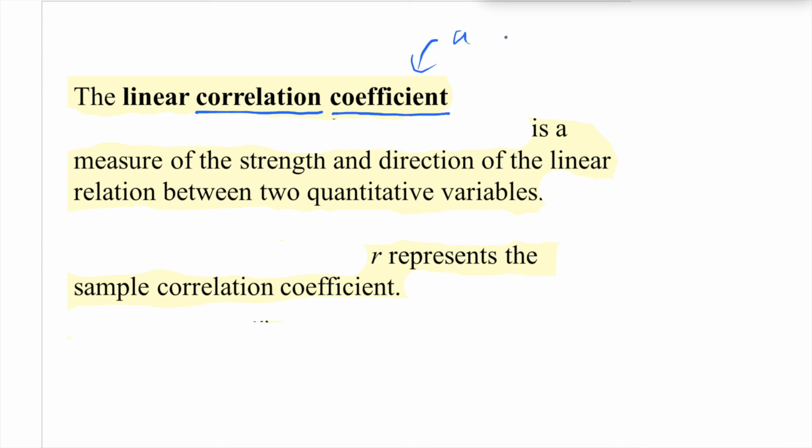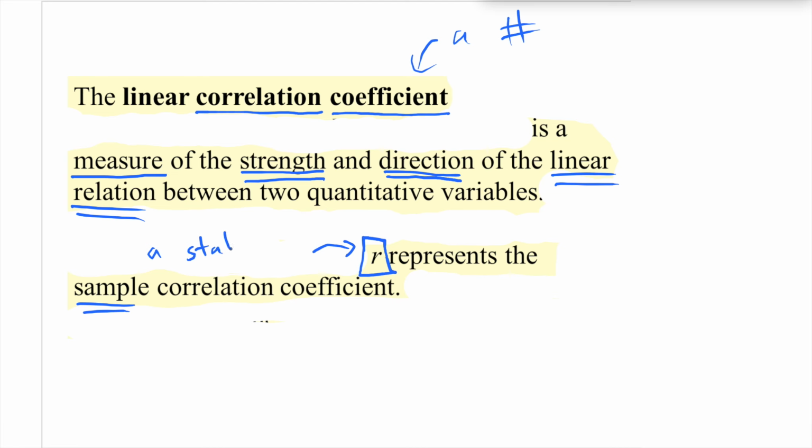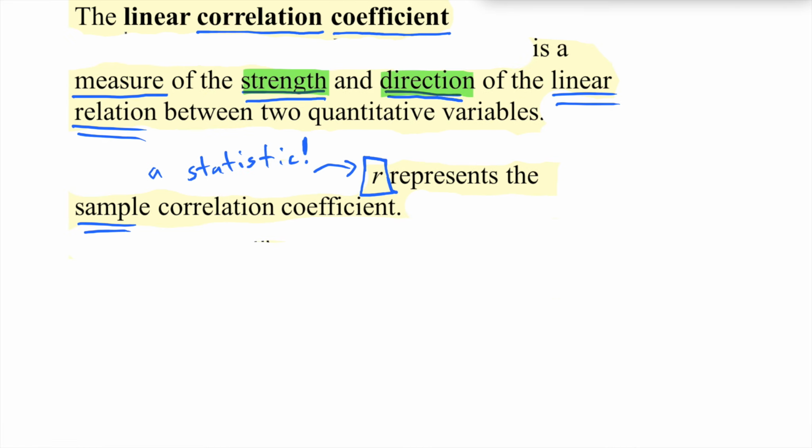This is just a number, just like the mean is a number. And what does it do? It measures the strength and the direction of specifically a linear relationship between two quantitative variables. And the letter that we use to represent the correlation coefficient is, for whatever reason, R. So this is just like the mean and the median. This is another statistic. So the correlation coefficient is a measure of the strength and direction.